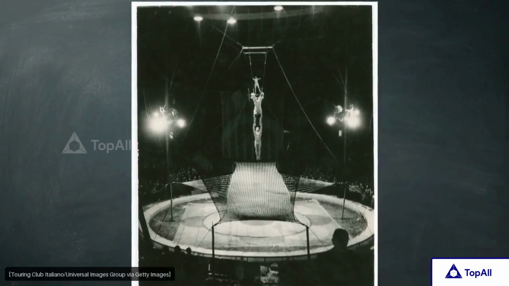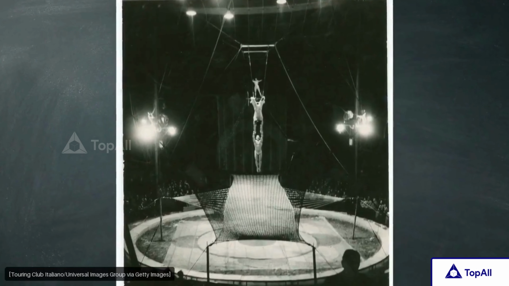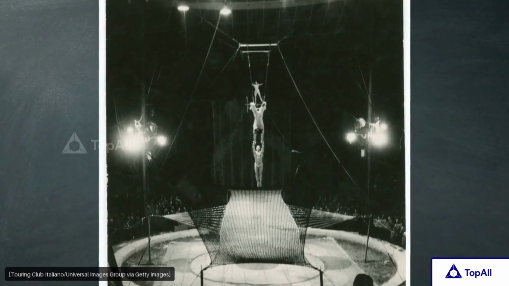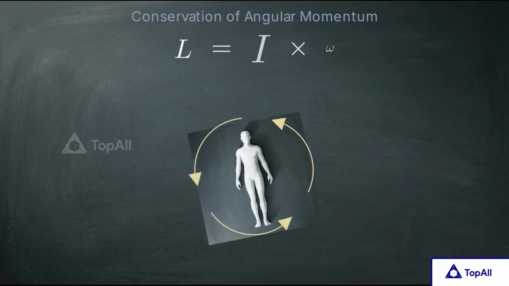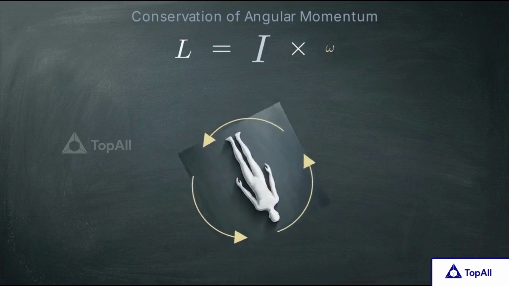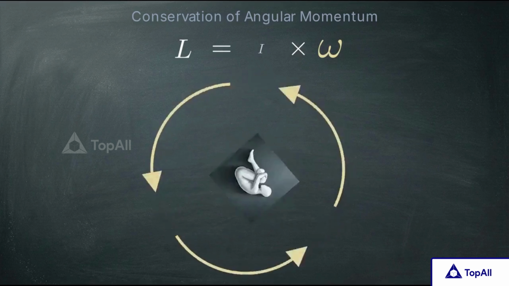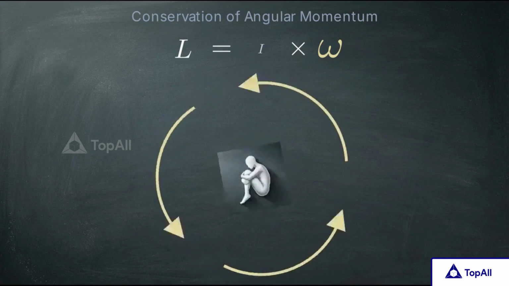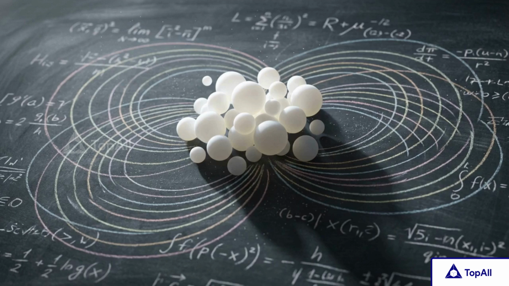This effect is visible far outside the laboratory. Look at these trapeze artists suspended midair. They rely on the exact same physical mechanic. By manipulating their body shape in free fall, they completely control the speed of their flips. The rotational speed of a spinning object relies on exactly how its mass is distributed through space.